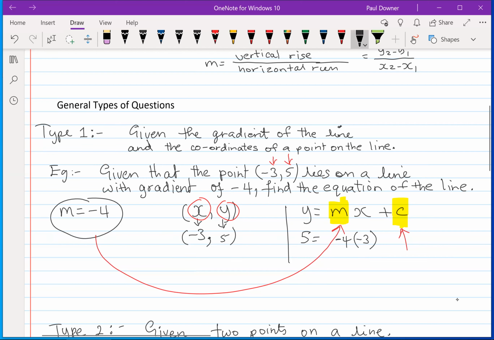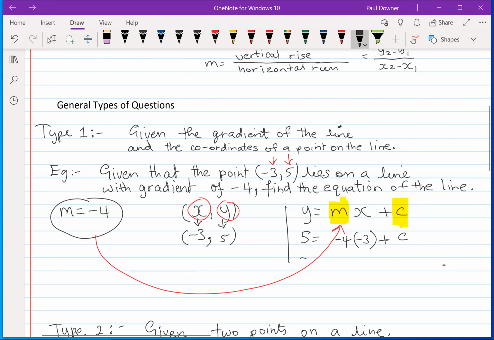And then if you notice, the only thing that is missing to get the equation of this line is the value for c right here. We still have to work that out. So let's put in our value c because it's unknown. That's very, very important, what we're doing. The only thing missing here is c, so we just have to solve for that.